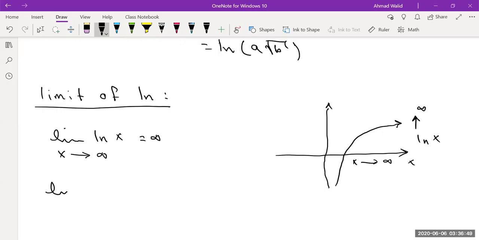Number two, limit of ln x as x approaches 0 from the right always goes to negative infinity. You see, as x approaches 0 from the right, the graph goes down to negative infinity. That's why these two limits exist, correct? You have to memorize these two limits also.